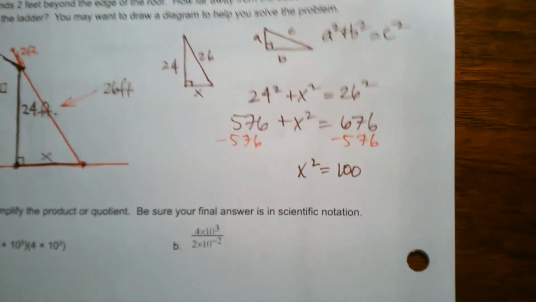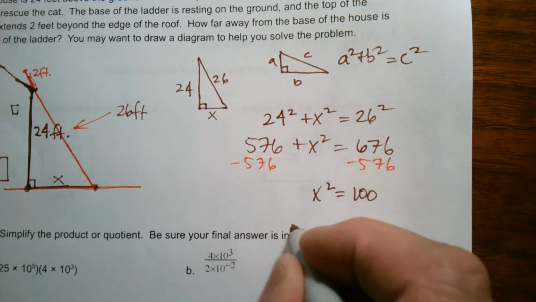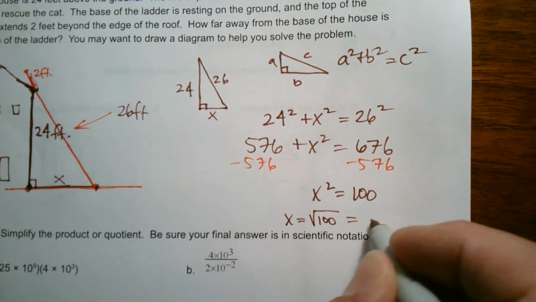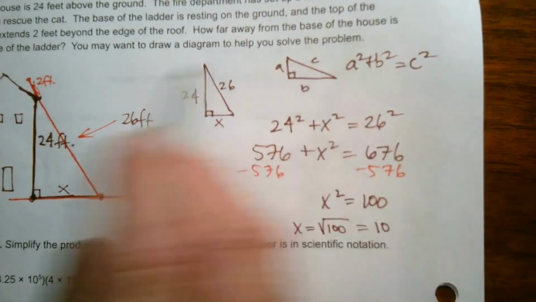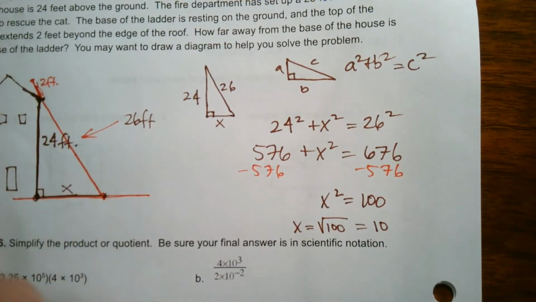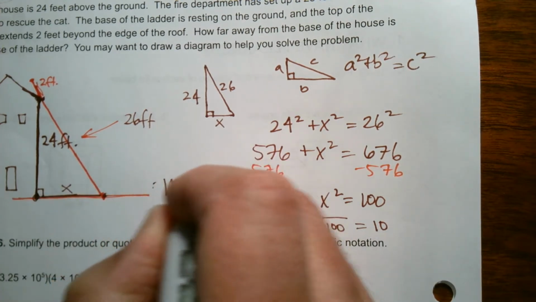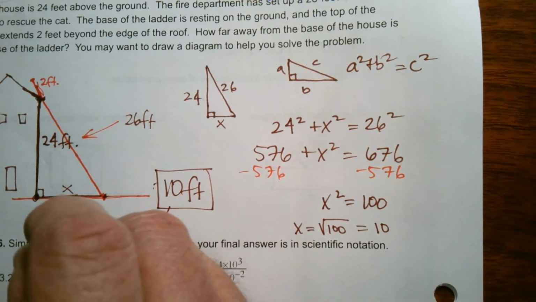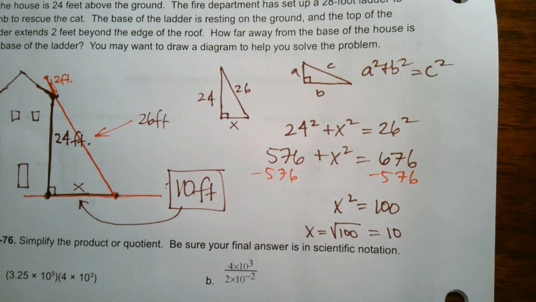So what do we do to solve for x? Remember, the inverse of squared is square root. So x is going to equal the square root of 100, which is a perfect square. It equals 10. So how far is the base of the house from the ladder? It's 10 feet. So 10 feet is my final answer. That's the length from the base of the house to the base of the ladder. Okay, there we go.